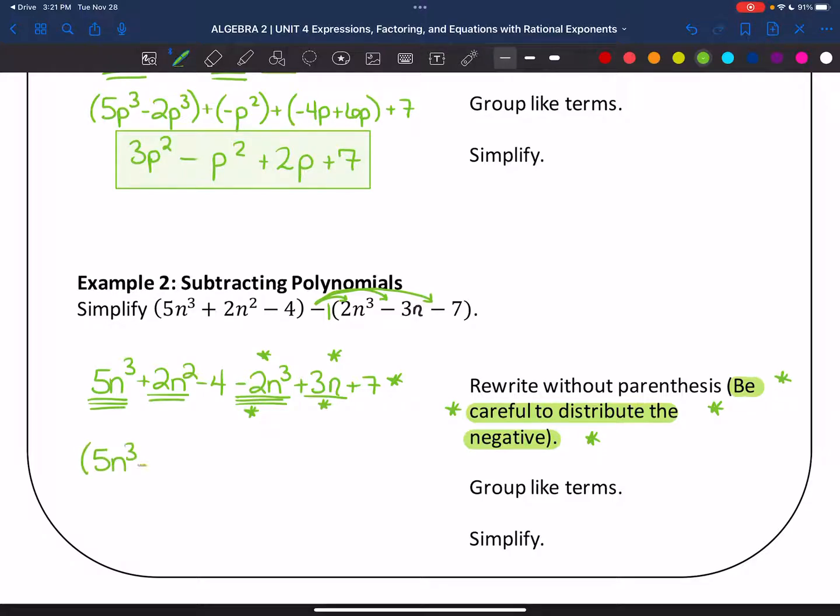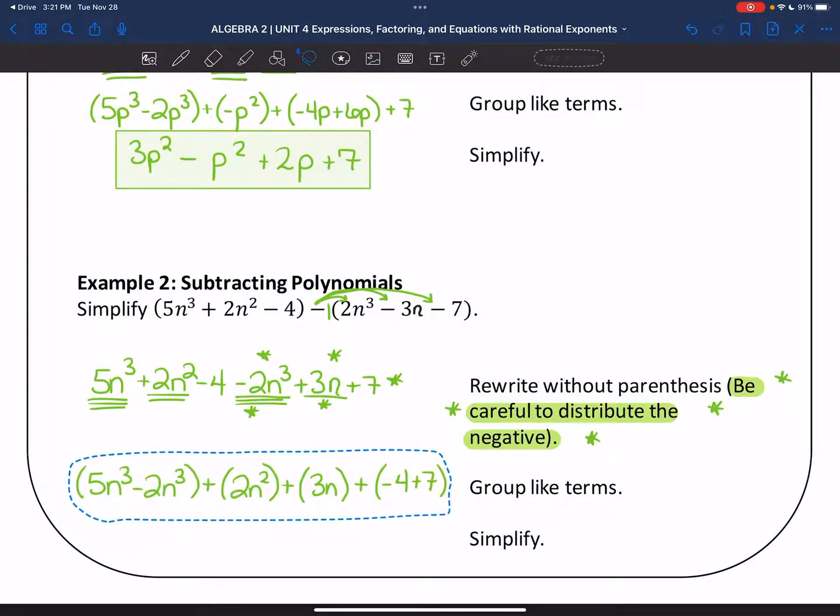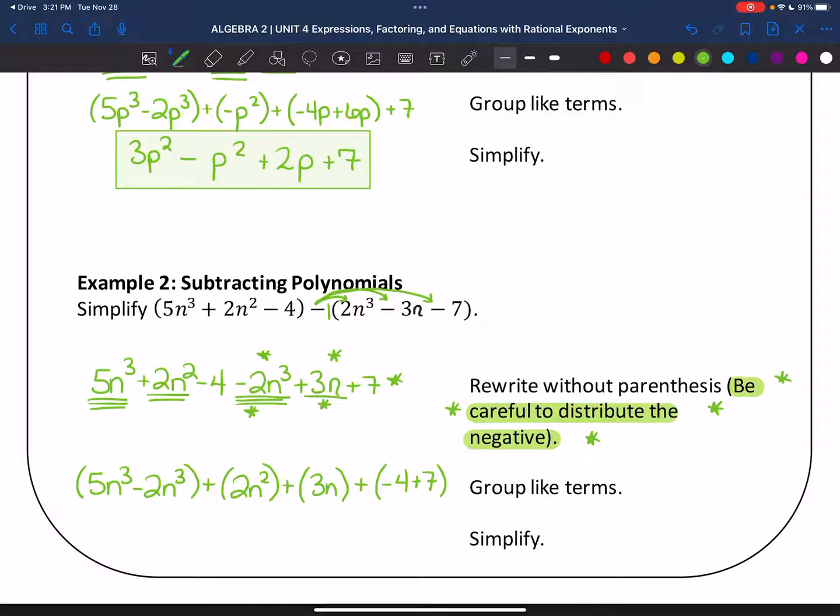5n cubed minus 2n cubed. Add to that our squared terms. Well, there's just the 2n squared. Add to that our linear term, which is just the 3n. Add to that our constants, which were negative 4 and positive 7. We've grouped up those like terms. Let me scoot this down just a little bit. There we go. And now we simplify.